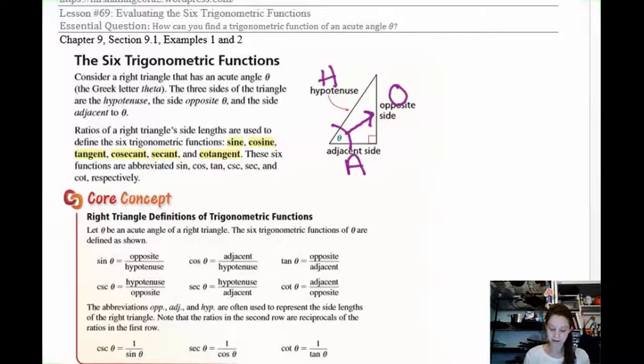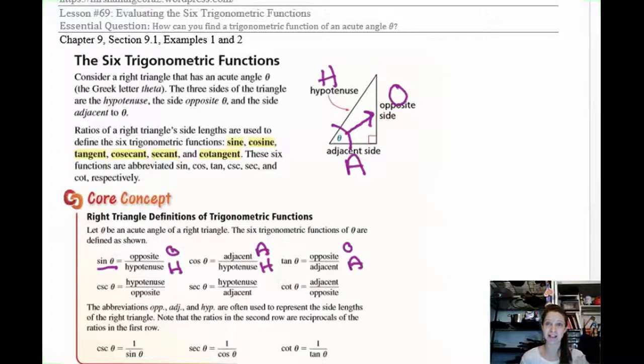So the sine of theta is opposite over hypotenuse. The cosine of theta is adjacent over hypotenuse. The tangent of theta is opposite over adjacent. Now, those should be the 3 you're most familiar with.